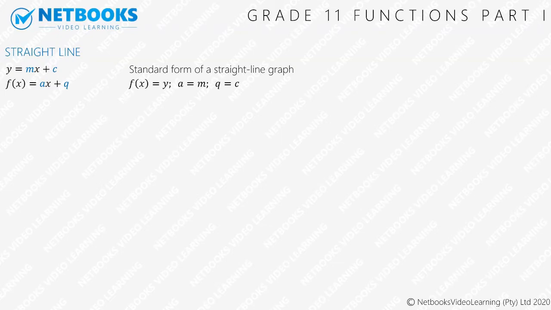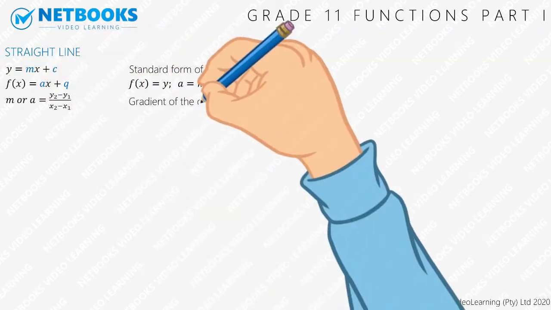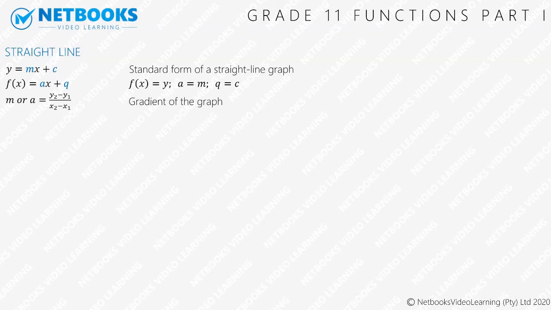The gradient of a straight line graph is calculated as y2 minus y1 over x2 minus x1. Increasing the c, or q value, will shift the graph upward. Decreasing, will shift the graph downward.